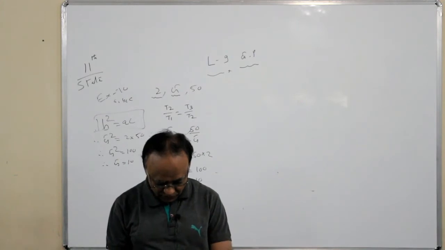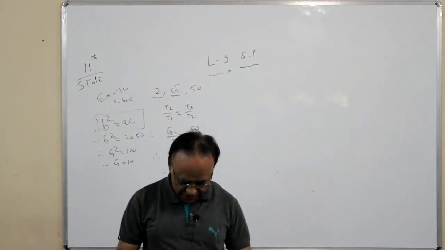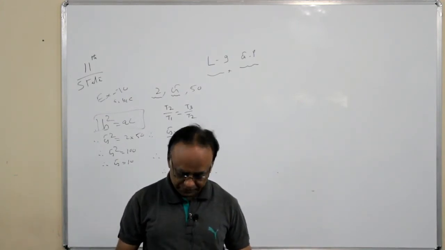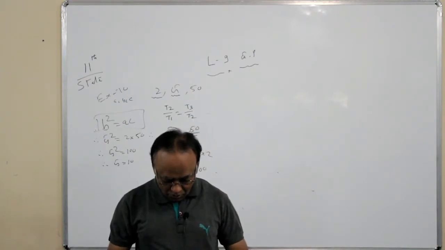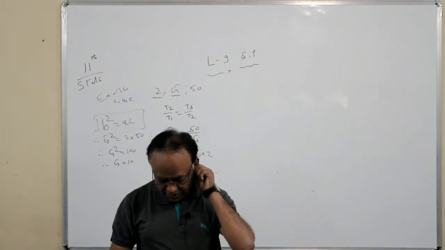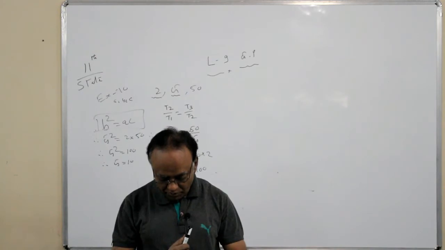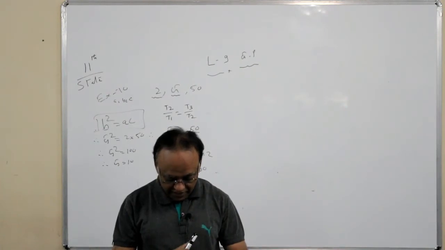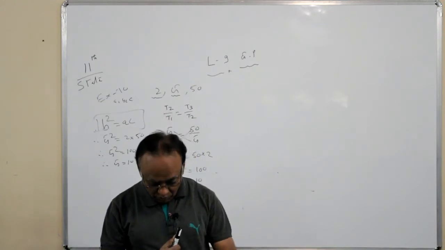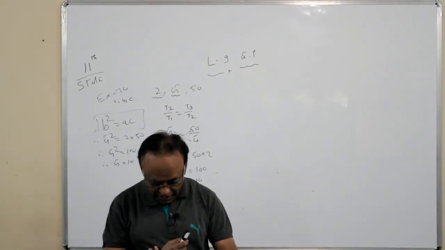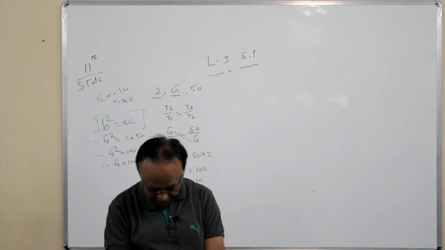Now, illustrative example number 11. For the numbers A, B, C, D, if B upon A is equal to C upon B is equal to D upon C, then show that the numbers A, B, C, D are in GP.